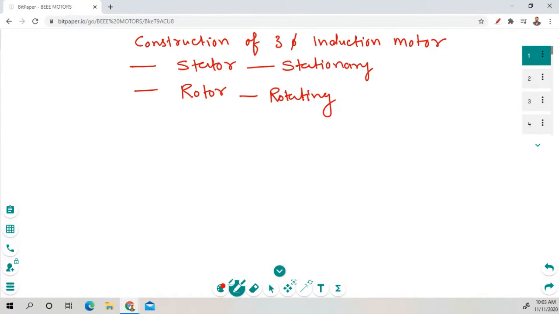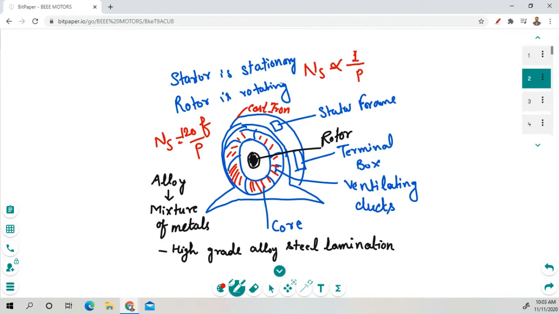Okay, so this stator here, this is the outer part of the motor. So this outer part of the motor is called the stator. What are the different components of this stator? There is a frame, okay, and we are using a core, and we are using winding for this stator, okay.